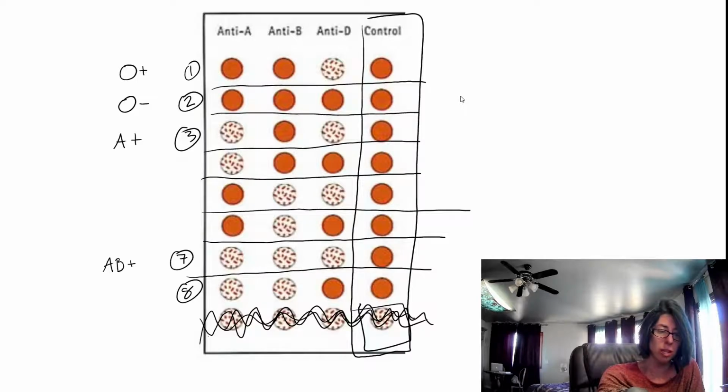And then the last one, patient 8, anti-A antibody is attacking. That means this person is blood type A. Anti-B antibody is also attacking, which means this person is also blood type B. RHD antibody is not attacking. This person is negative for RHD.